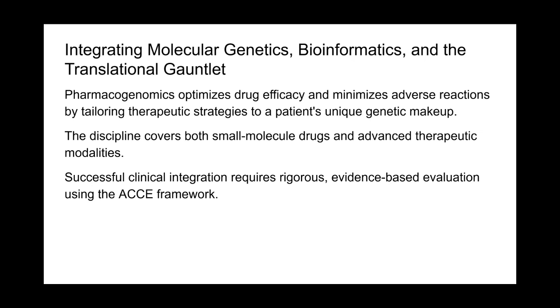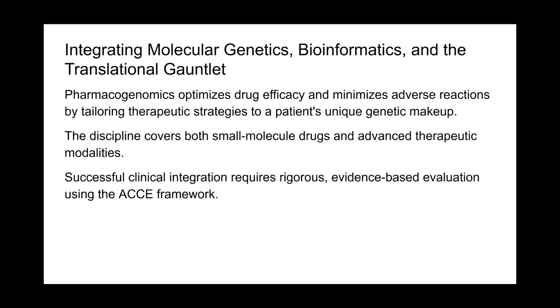Beyond small molecule drugs, genetic testing has become a fundamental prerequisite for advanced therapeutic modalities. This includes germline testing for specific alleles, for example, HLA-B*57:01 for abacavir safety, tumor molecular characterization, for example, HER2 status for trastuzumab efficacy, and definitive genetic diagnoses required for gene replacement therapies like Zolgensma and Luxturna.